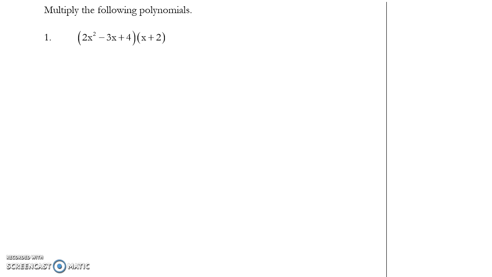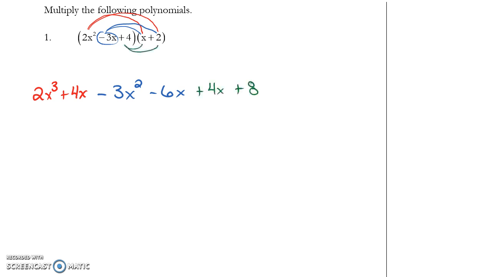Go ahead, press pause. Try numbers 1 and 2 on the back. So I'm going to kind of walk through this. 2x squared times x, 2x squared times 2. Careful with this second one. That's a negative 3x times x and a negative 3x times positive 2. And then we distribute the 4 as our last term.